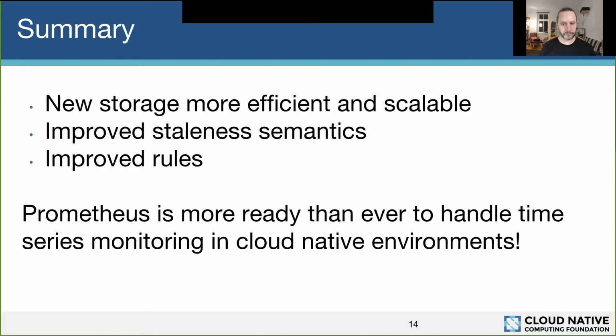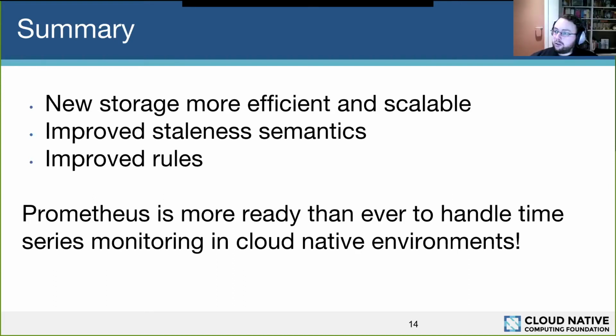Yep. So then just to summarize, the main things in Prometheus 2.0 are new storage, which is much more efficient and scalable, the improved staleness semantics, and the improved rules. There are some other additional small changes, like some modifications to PromQL, but the big changes are there. But the important message to get from this is Prometheus is more ready than ever to be able to deal with Kubernetes and other cloud-native environments as they continue to be rolled out.